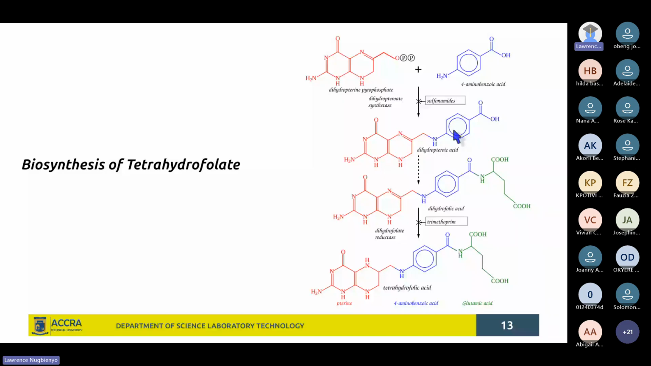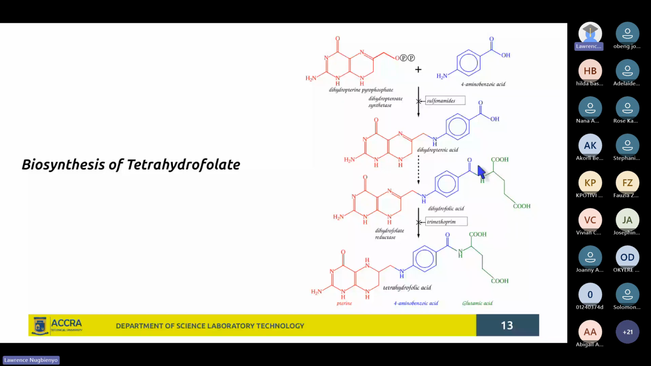Now that dihydropteroic acid then binds to glutamic acid. That's the green part that comes to bind to that. I mean, that glutamic acid, you know, that's an amino acid. So an amino acid comes to get conjugated to that first product there to now give you dihydrofolic acid.